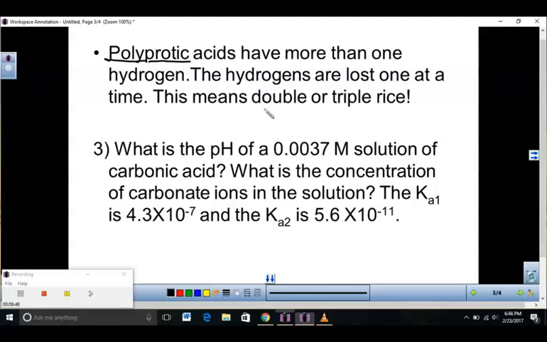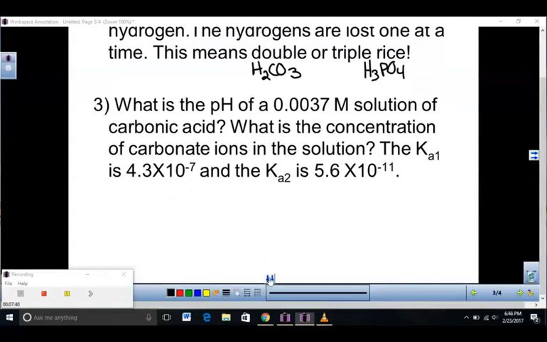A double ICE meaning it has more than one hydrogen, for example, carbonic acid, H2CO3. There are two hydrogens, but they don't come off completely, and they don't come off both at the same time. They're not strong, so they come off one at a time. A triple ICE would be like phosphoric acid. It has three hydrogens. So we're going to do the double.